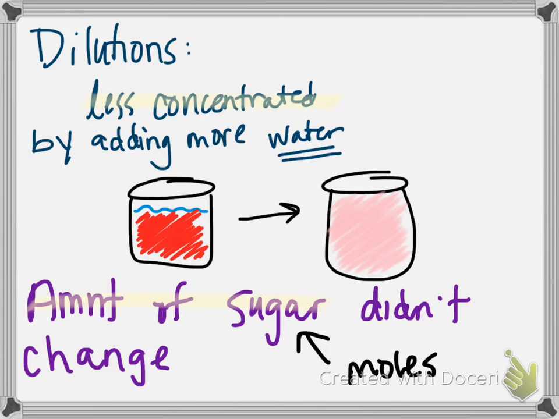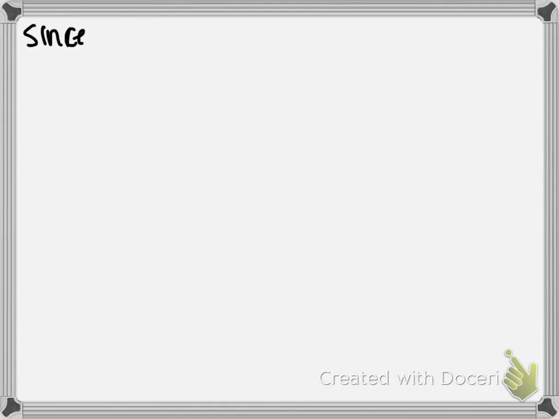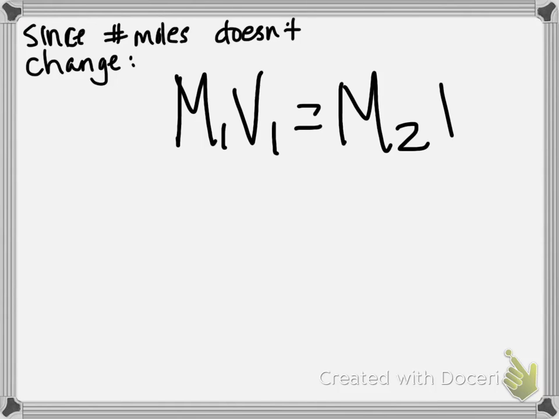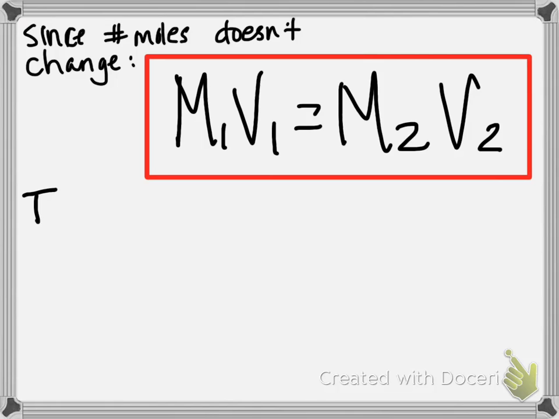Okay, remember to pause this at any time if you guys need to catch up on writing a few things. Okay, so since the number of moles stay the same, we can use this equation, and you'll use this equation a lot. M1V1 is equal to M2V2. So the molarity of the first, or initial, substance times the volume of the first substance is equal to the molarity of the second substance times the volume of the second substance.